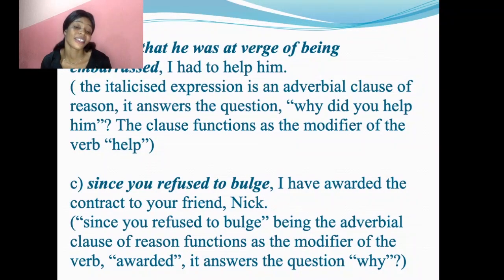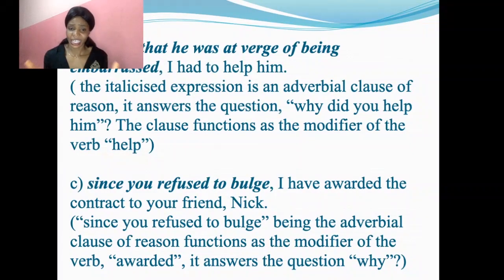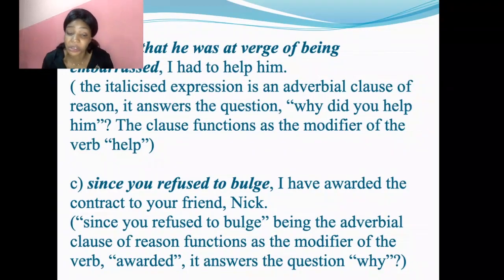Okay, example 3 says, "Since you refuse to budge, I have awarded the contract to your friend Nick." Now, let's look at that particular sentence. I awarded the contract to your friend Nick because he refused to budge. That was the reason I awarded the contract to your friend. If not, I wouldn't have awarded it to him. So, since you refuse to budge in that sentence is our adverbial clause of reason, and it functions as the modifier of the verb awarded.